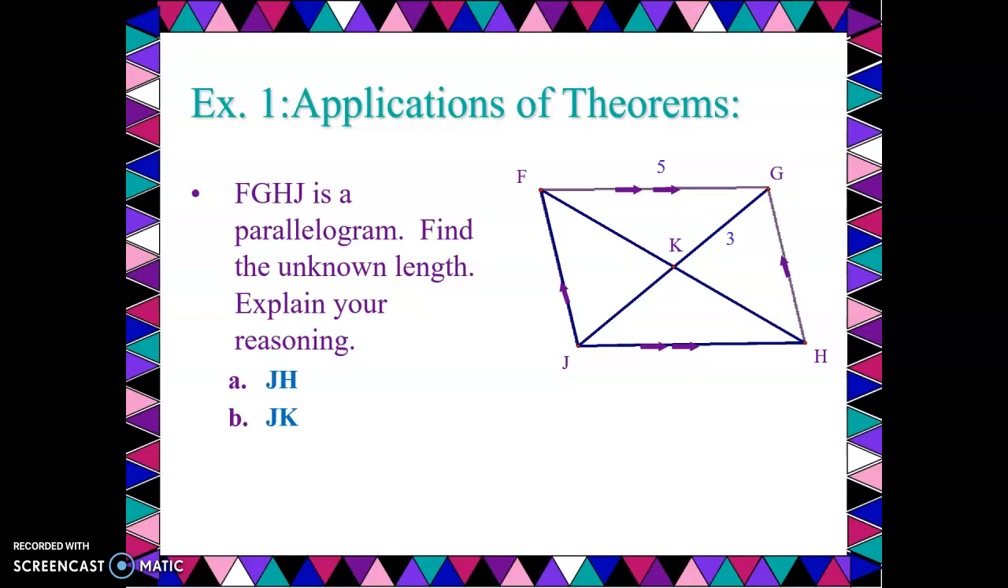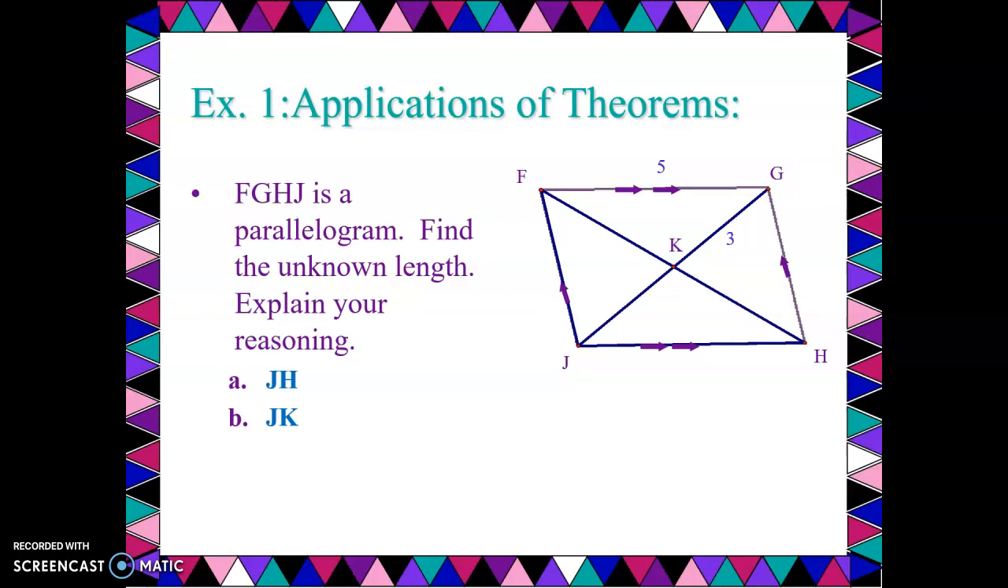Diagonals in a parallelogram bisect each other, it means cuts them in half into two equal parts. And consecutive angles, in other words, angles that are side by side in a parallelogram, must sum to 180 degrees. In other words, their angle measures add up to 180 degrees. So let's take a look at this first example.